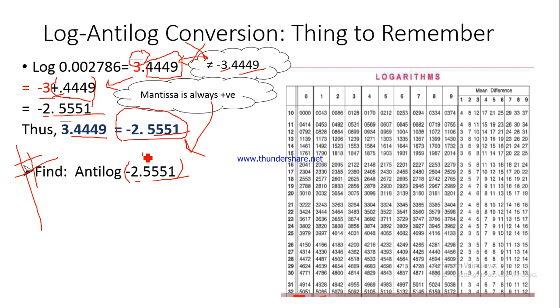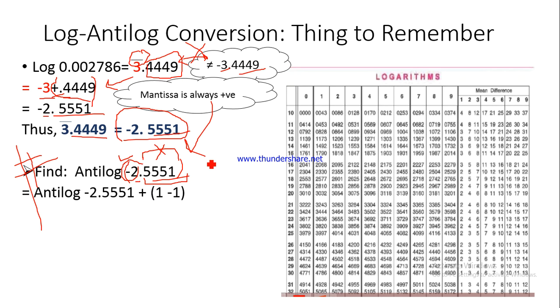Now this portion, because it cannot be negative, I'm okay with this. The characteristic can be negative, there's no problem with this. The problem is in this particular portion, since minus 2.5551 would mean characteristic is negative, okay, but the mantissa would also seem like negative, but mantissa cannot be negative. So basically what I'll be doing now is I'll convert this portion into a positive term. How will I do that?